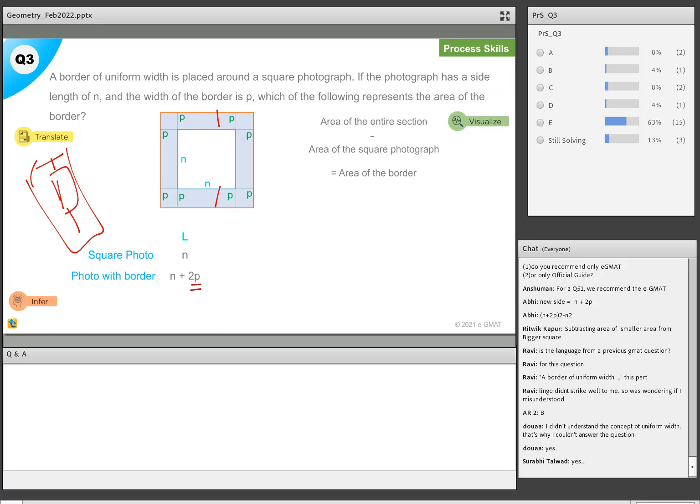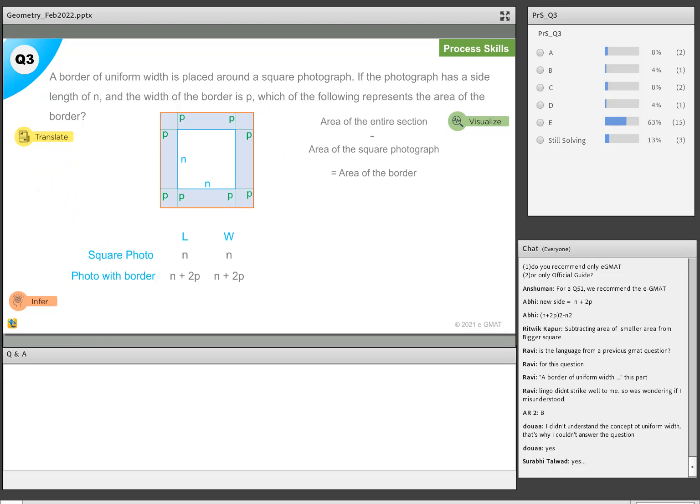Absolutely. So the mistake a lot of students sometimes make, just a silly mistake, is instead of considering the new length of the bigger square to be n plus 2p, they forget to count both sides. They just take n plus p. I hope none of you did that. If any of you did that, let me know, because you know where you are. That's a silly mistake you should be avoiding. So the photo with the border, the actual length is n plus 2p.